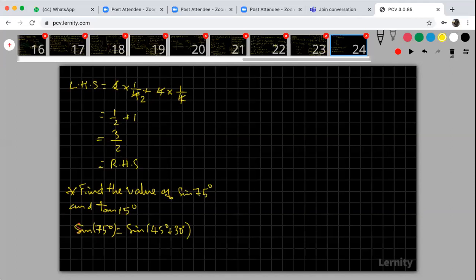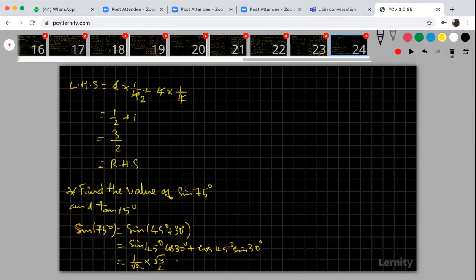What is 45 plus 30? That is 75. But what about your sine x plus y formula? Do you know the sine of x plus y formula? Read the identity: sine x plus y equals sine x cos y plus cos x sin y. Your x is 45, y is 30. Therefore, this is equal to sin 45, we know that is 1 by root 2, and cos 30 also we know that is root 3 by 2.